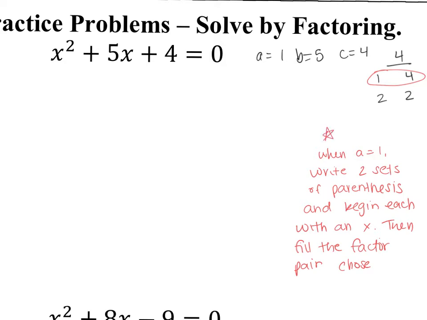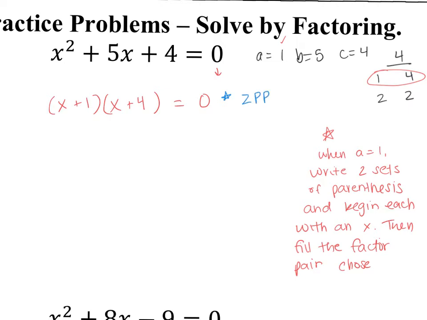So when A is 1, so A checks out to be 1. So we're going to write 2 sets of parentheses. We're going to begin each parenthesis with an X. And then we're just going to fill in the factor pair that we chose. So it's a positive 1 and a positive 4. But what's important is to make sure we keep this equal to 0. Okay? And at this point, right here, we now have the zero product property.